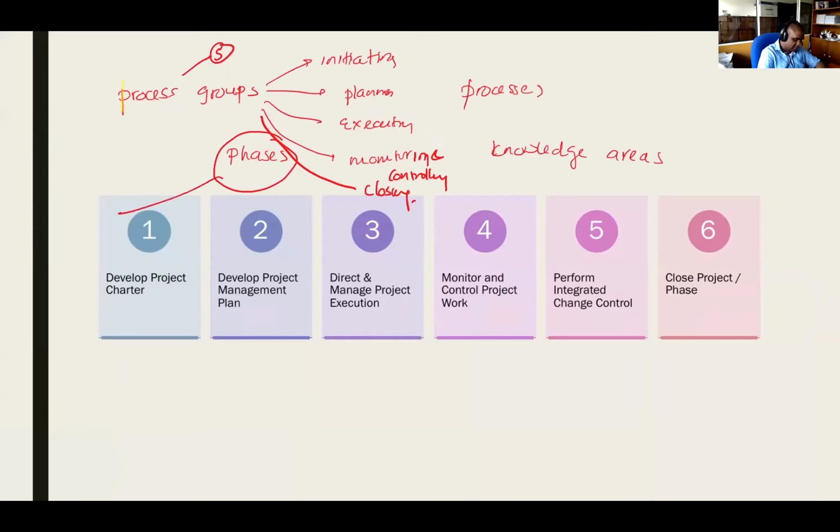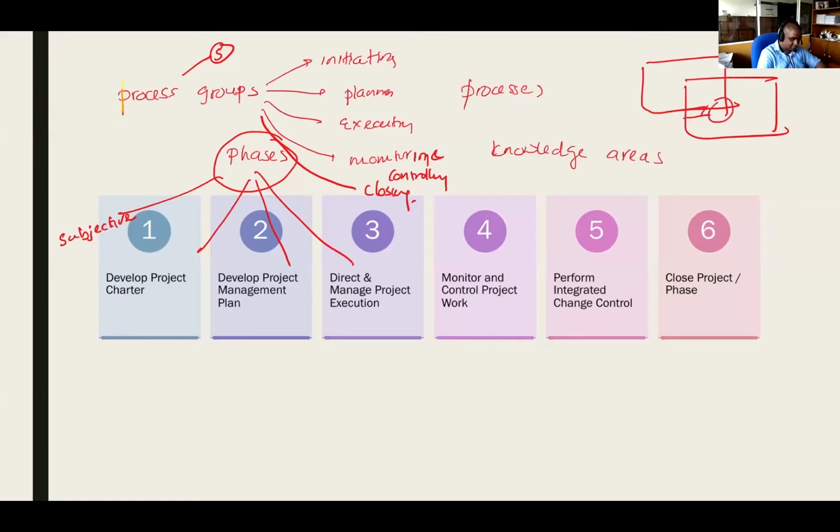If you remember phases, there's no fixed number. It's subjective to the project that you're doing. Within a project, you may have several phases, and within a phase, you sometimes have these 5 process groups. We had a figure like this last time. Within a process group, there are these processes. For project integration management, there are 6 processes.